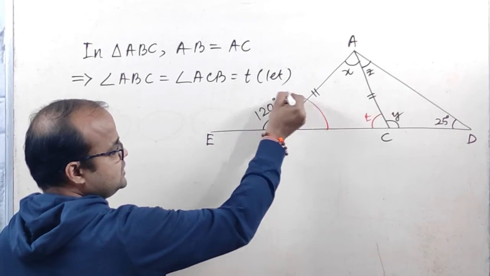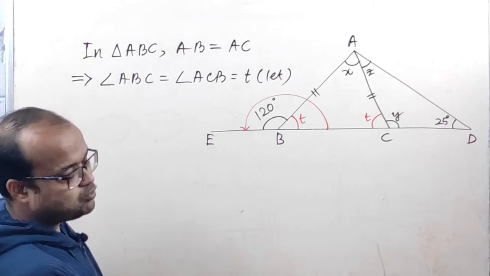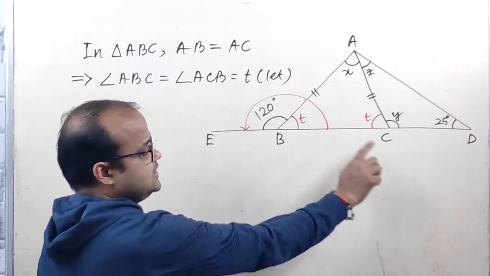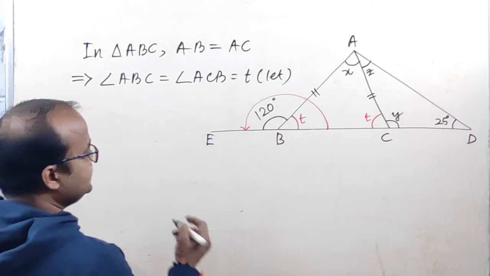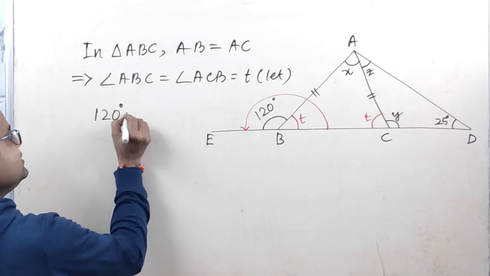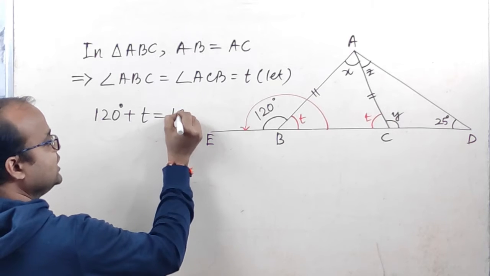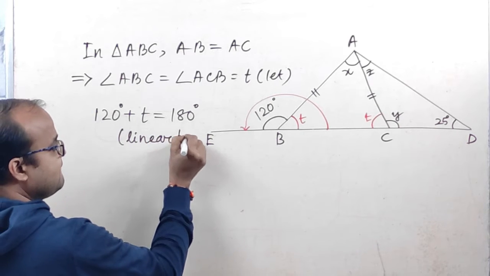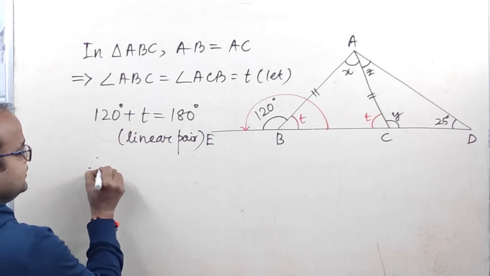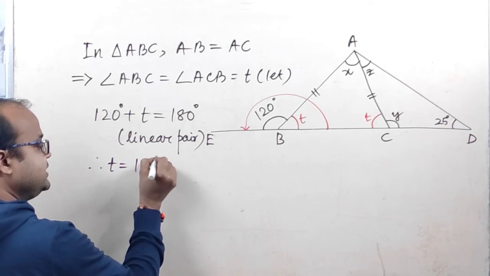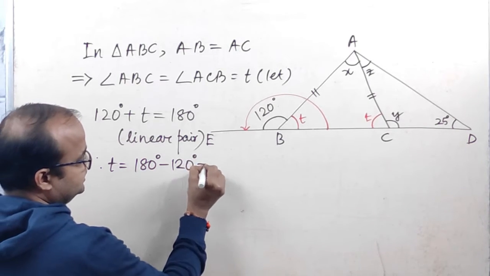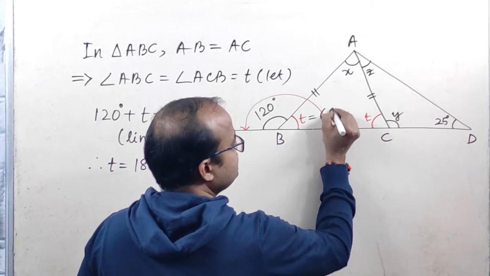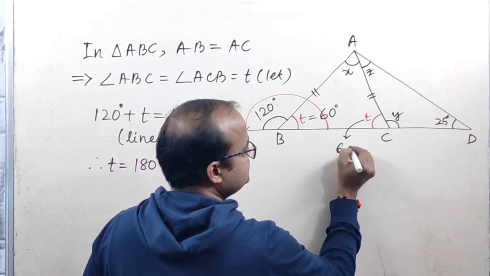Now if you see, the sum of these two angles equals 180 degrees. These two are adjacent angles and EBC is a straight angle. So we can say that 120 degrees plus T equals 180 degrees. The reason is they are a linear pair. So therefore T equals 180 degrees minus 120 degrees, that is equal to 60 degrees. So T equals 60. These two are 60 degrees.